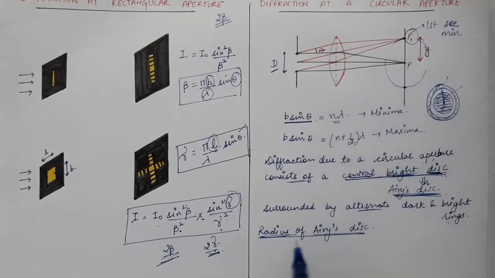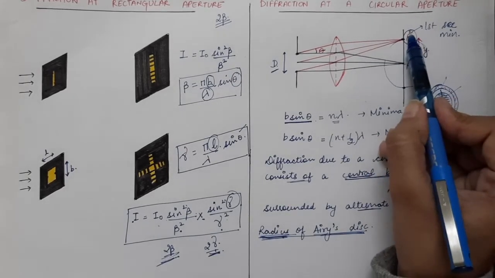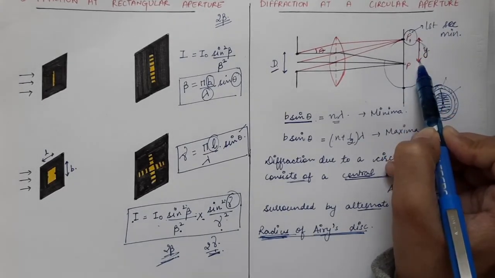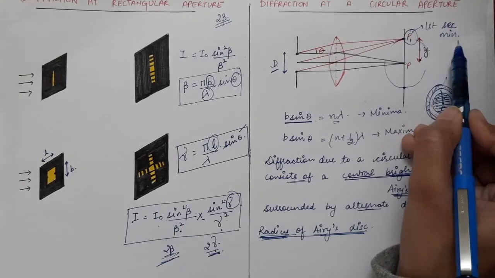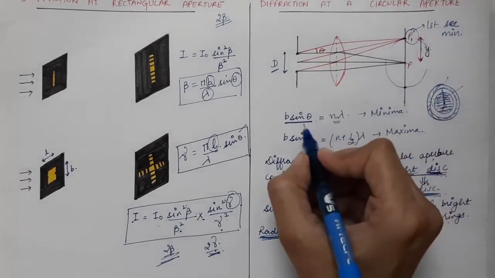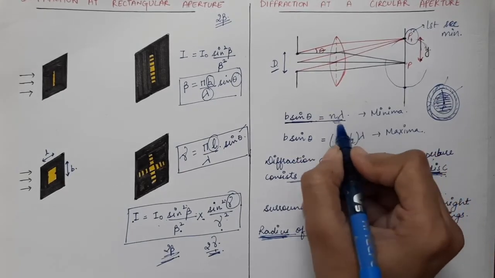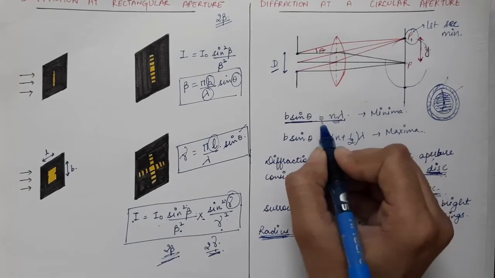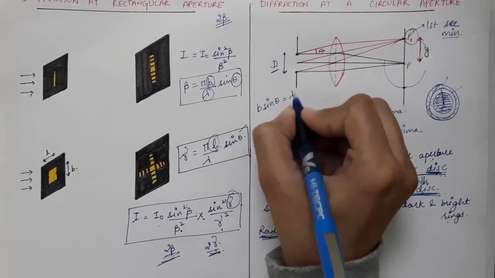So now we are going to find out the expression of the radius of Airy's disk. To find the radius of Airy's disk, we are supposing that at the P1 point we obtain the first secondary minimum. That is, this y distance will be nothing but the radius of the Airy's disk. So at the P1 point we have the first secondary minimum, and this is the condition of minima which is obtained for the case of diffraction. So for the first secondary minimum, b sin theta should be equal to lambda.